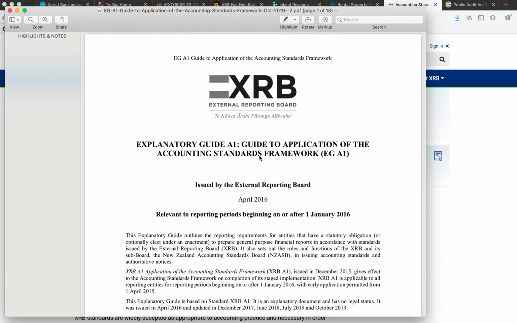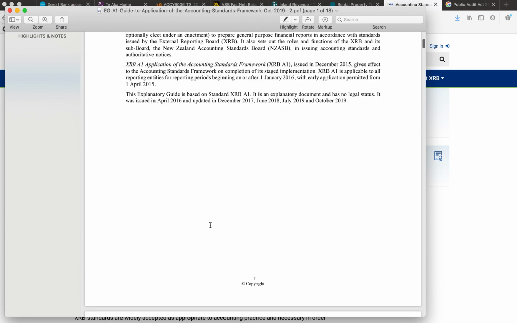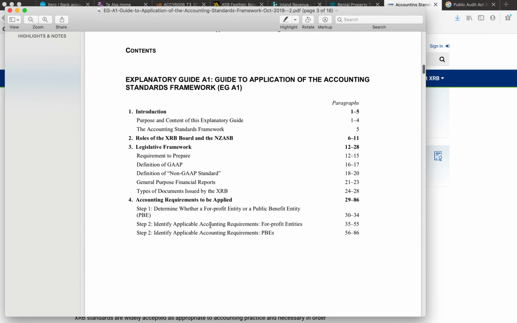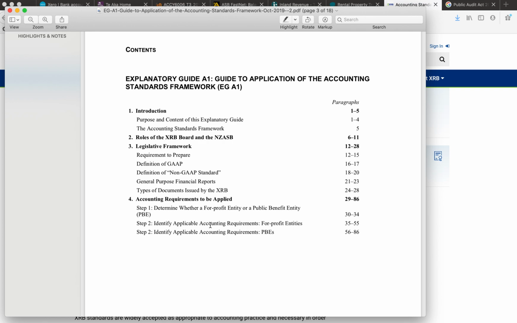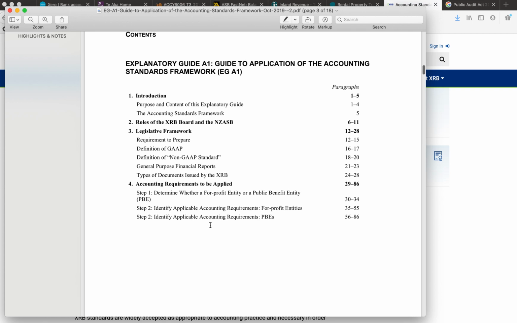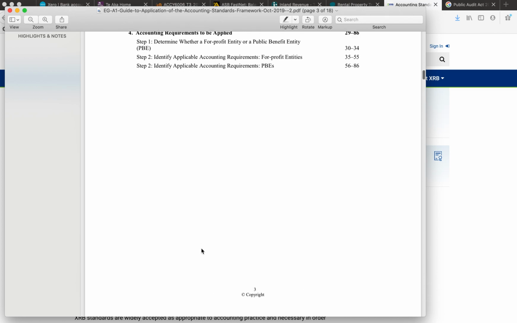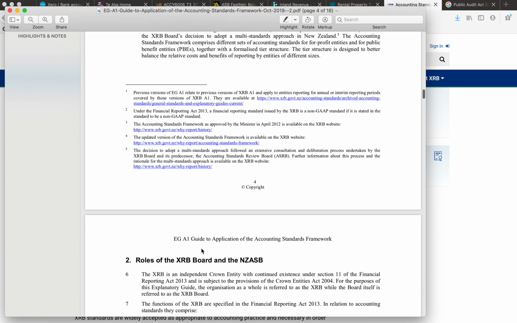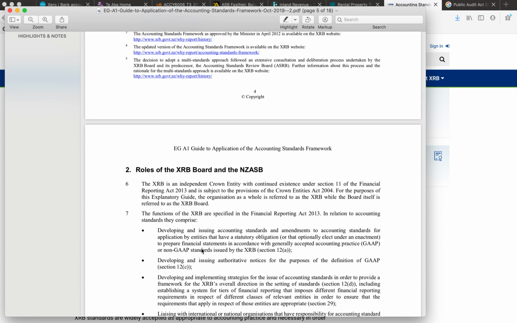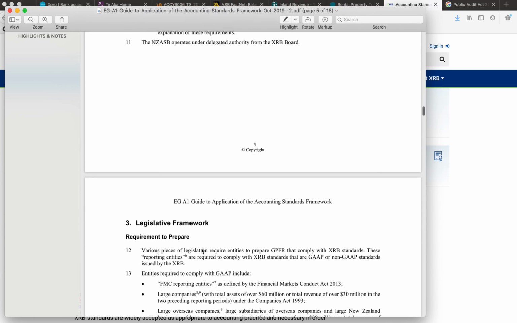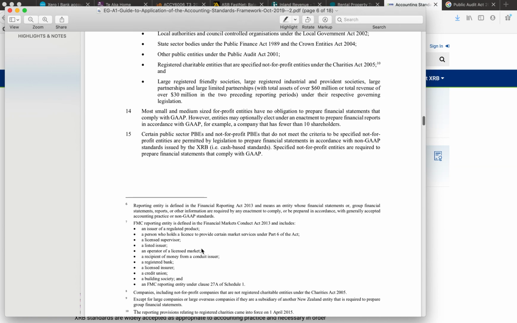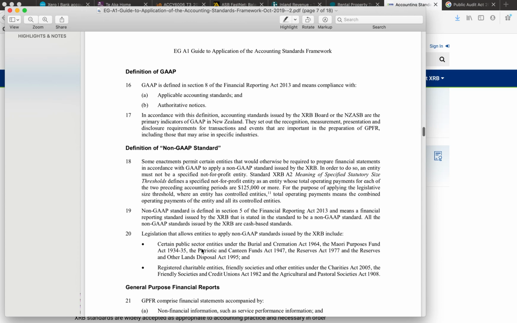I found this quite a good read too. It's just an explanatory guide, a guide to the application of the accounting standards framework, okay? Again, purpose and content of the explanatory guide, that's pretty straightforward. Roles of the XRB and the New Zealand Accounting Standards Board, legislative framework. So this is a really good background document as well. You can print this off and take it in as well. If you were to read the New Zealand Accounting Standards Framework document, highlight some key points, and if you were to read this one, there's no reason why you should not do well in those 20 questions, right? Especially if you can take these documents in.